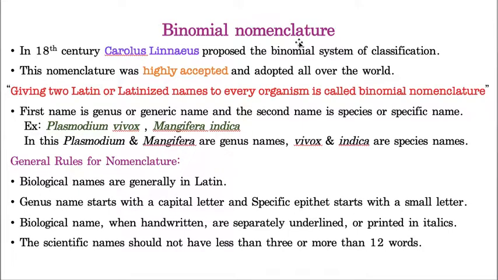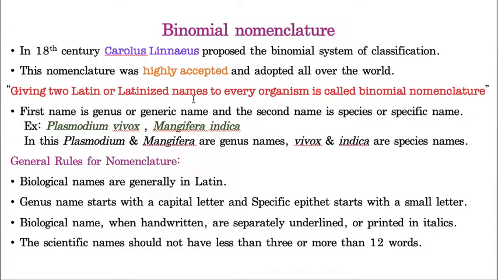But a small correction you need to note. Giving two names to every living organism is called binomial nomenclature. That is exactly correct, but here you should give these names only from the Latin language. That is the reason why it is giving two Latin or Latinized names, because binomial nomenclature is a system of nomenclature which has a certain set of rules. You should not deviate from those rules.